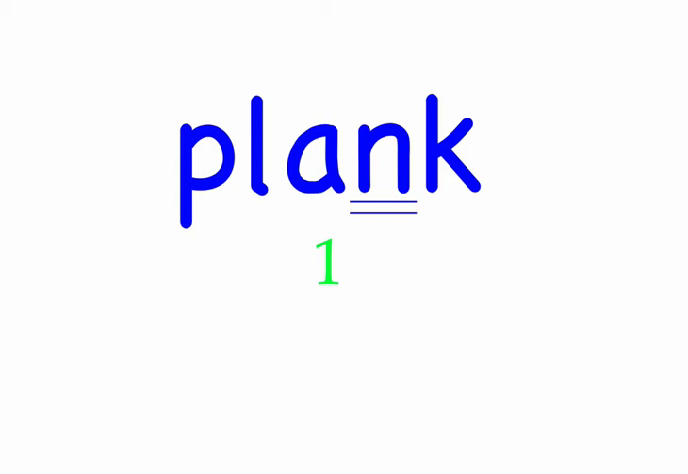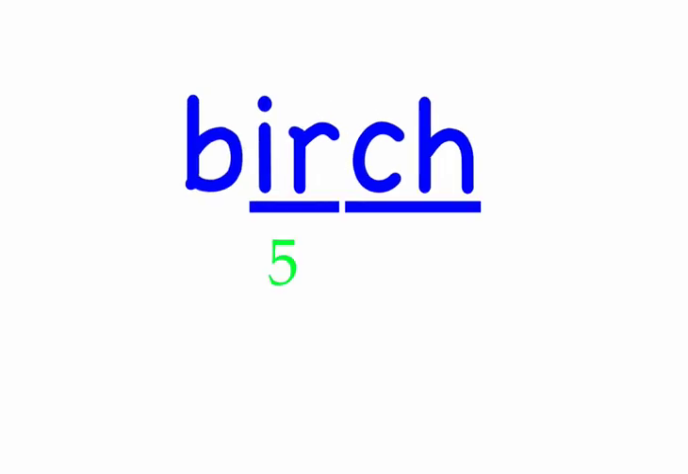Birch. The birch tree grows in the northern forests. Birch. 3 sounds. B, i, ch. Birch. Mark the word. Birch. Row 7. Stove. The stove is hot. Stove. 4 sounds. S, T, O, V. Stove. Mark the word. Stove.